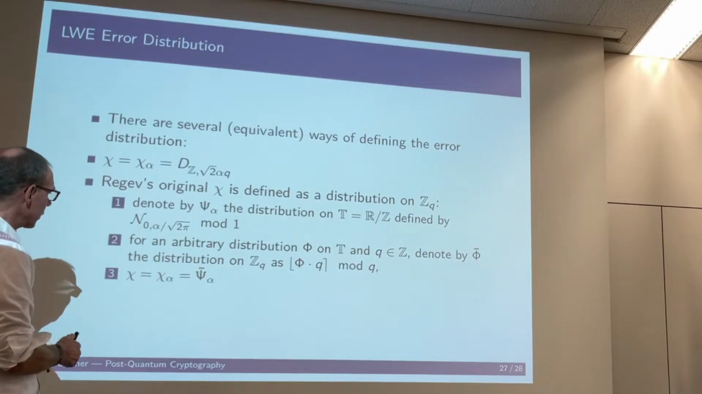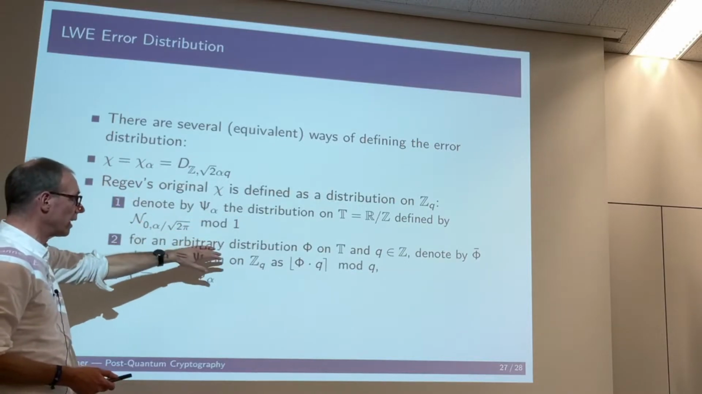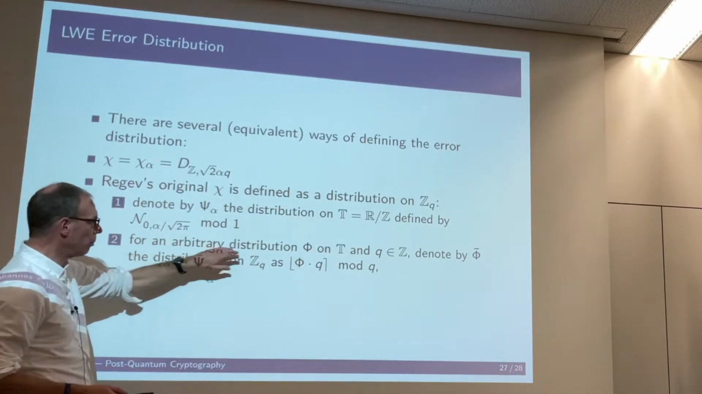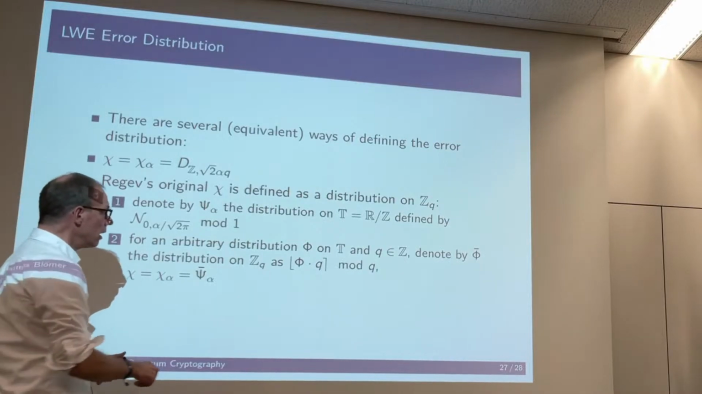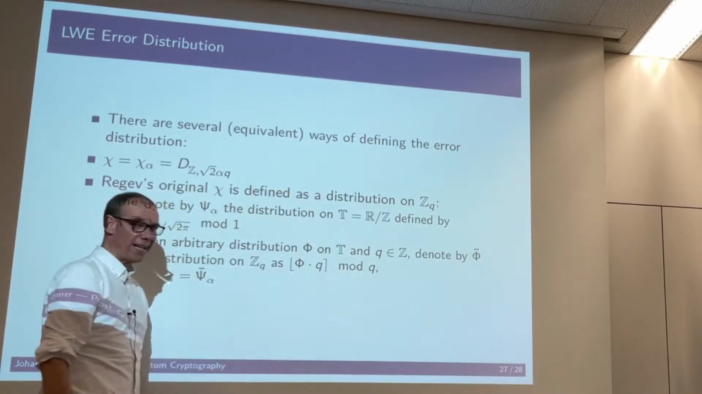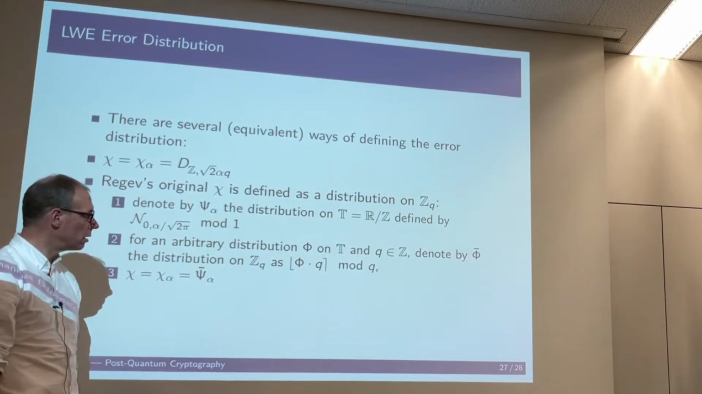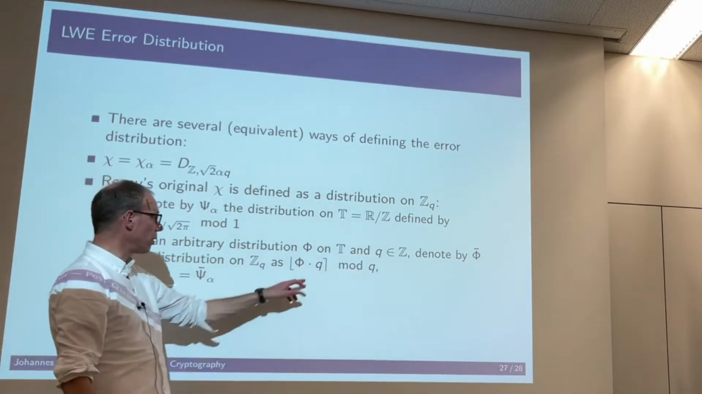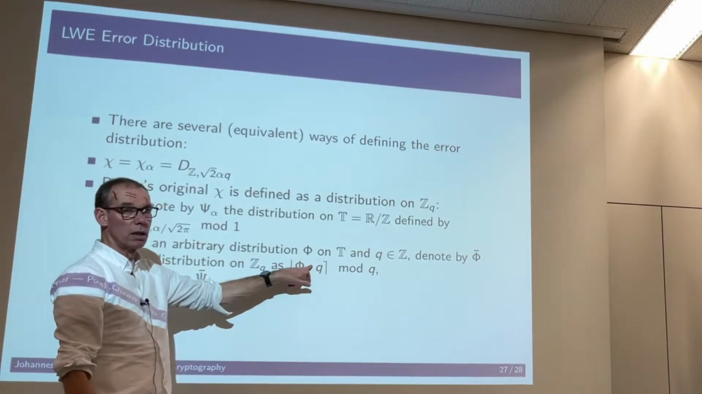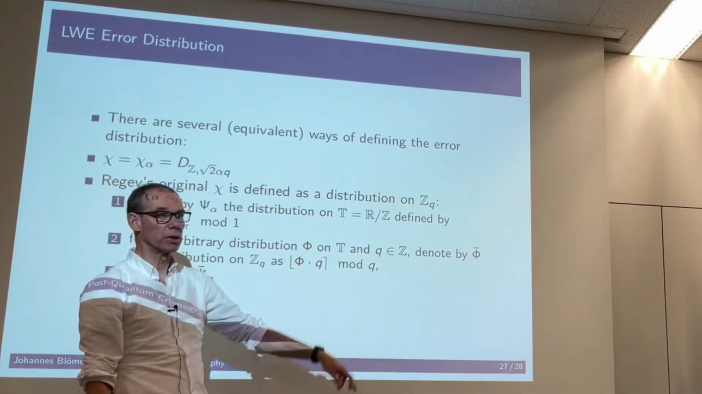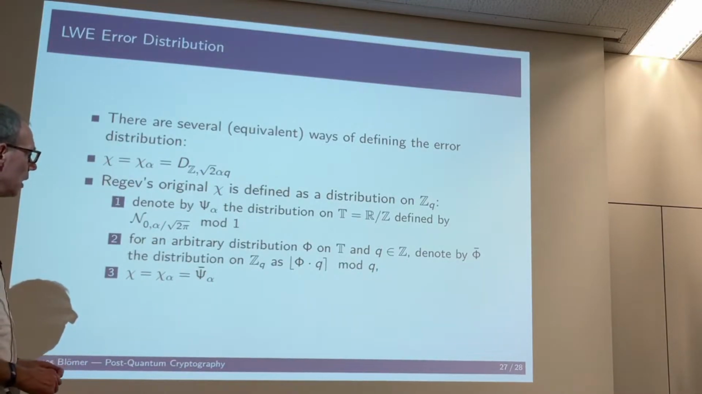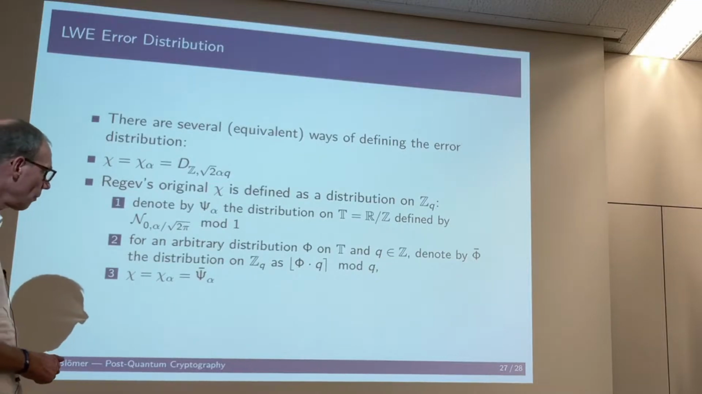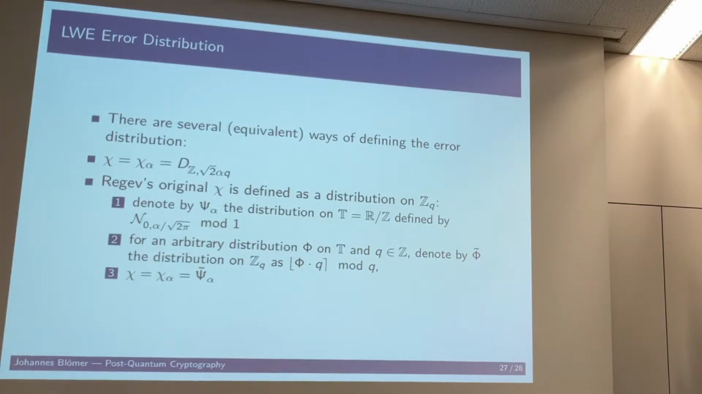And then from that, you can discretize it again to get something on ZQ. To do that, you can pick an arbitrary distribution phi, and then you get a distribution on ZQ by picking an element according to this phi. Then you multiply it by Q, round it to the nearest integer, and take that mod Q. Okay. What does this mean? Basically, this phi times Q.